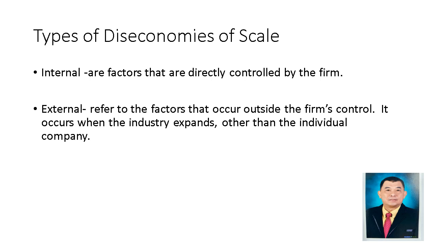There are two types of diseconomies of scale, internal and external. This is also the same with economies of scale. We have internal and we have external. Of course, internal factors are factors that are directly controlled by the firm, while external refers to factors outside the firm's control.